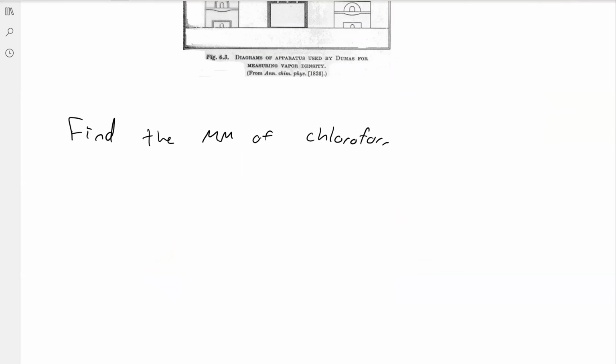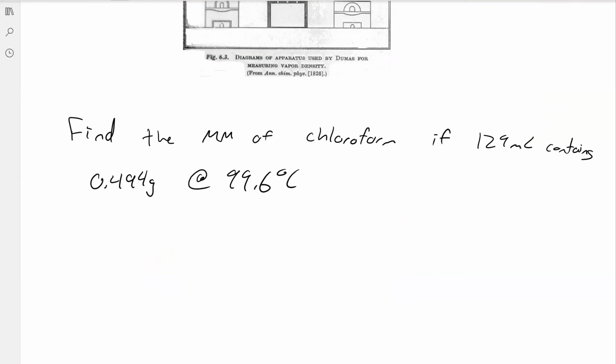So, for example, you could do this with chloroform. That's a very volatile liquid. So find the molar mass of chloroform, if 129 milliliters contains 0.494 grams at 99.6 degrees Celsius and 742.1 millimeters of mercury, right?